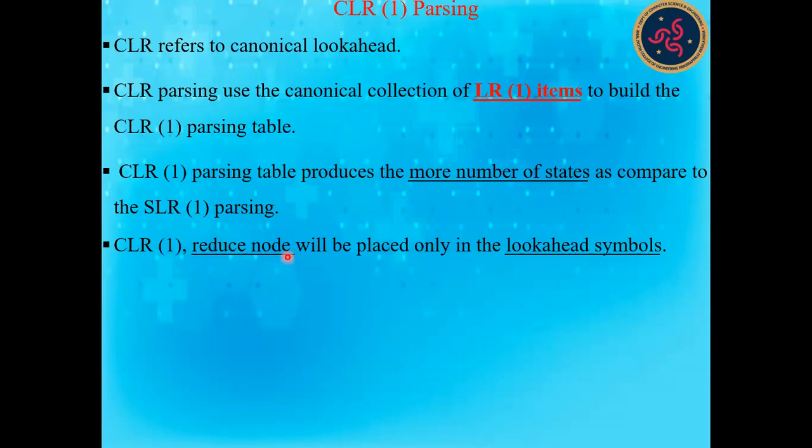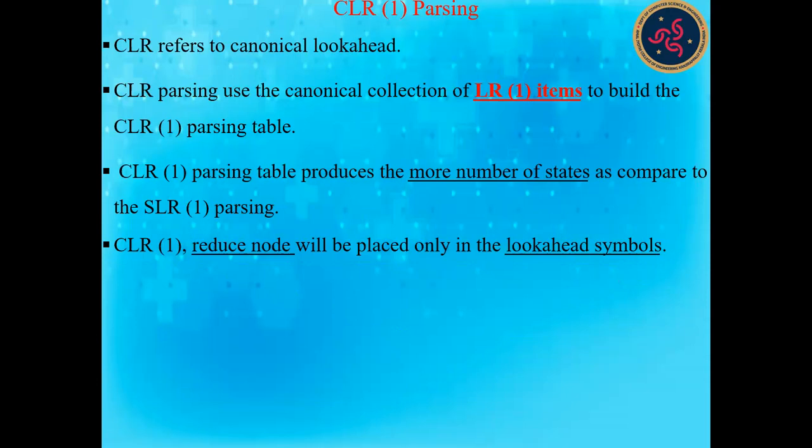They will be placed only in the look ahead symbols of that particular production. For each production we will have look ahead symbols, and the reduced moves will be placed only at the places of the look ahead symbols. Anyway, it will be more clear when we consider the example.